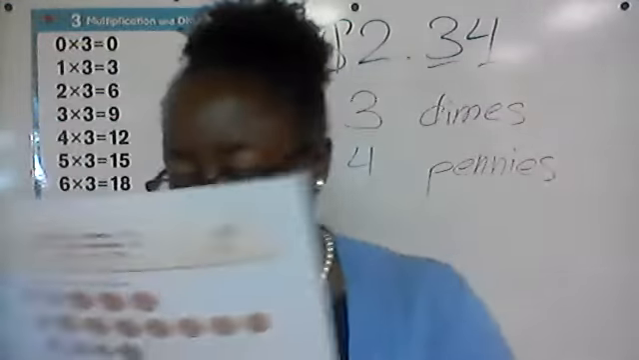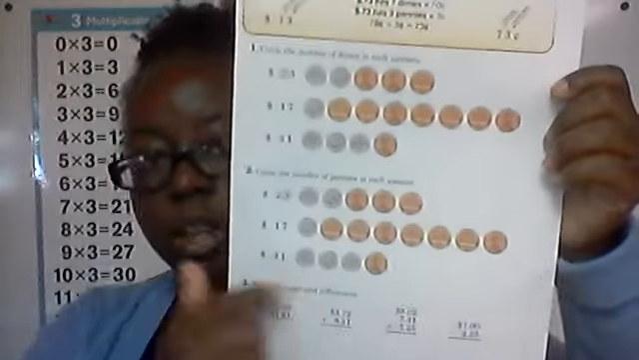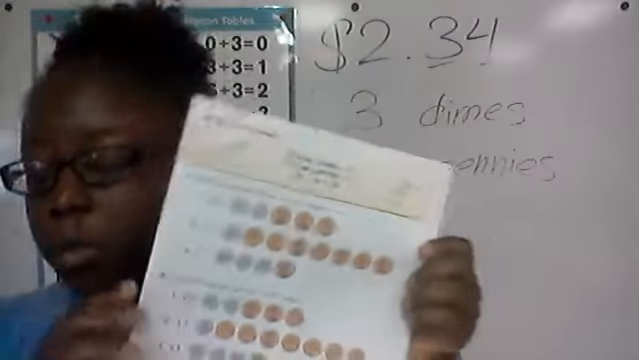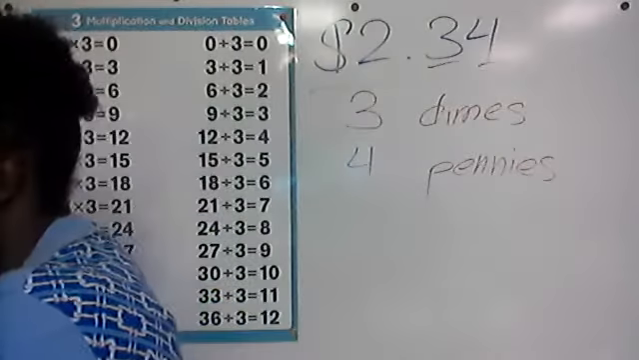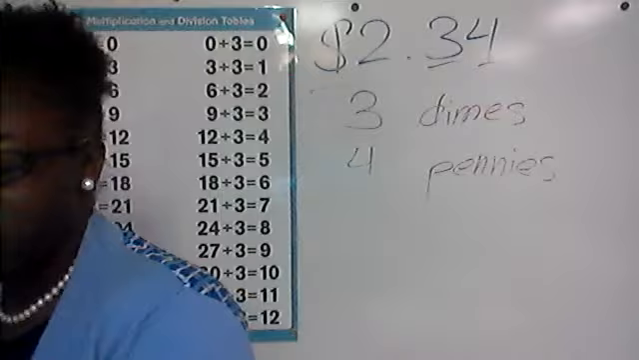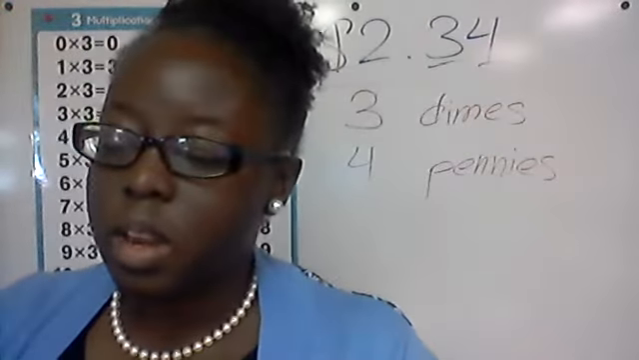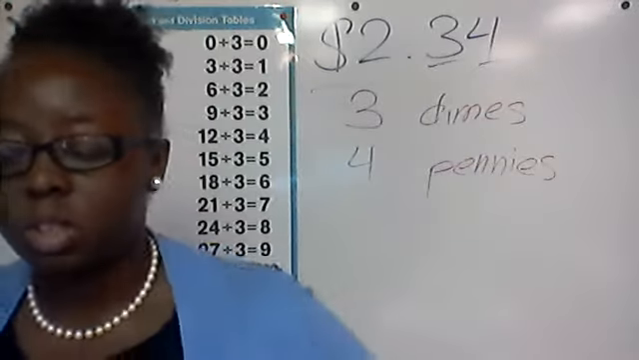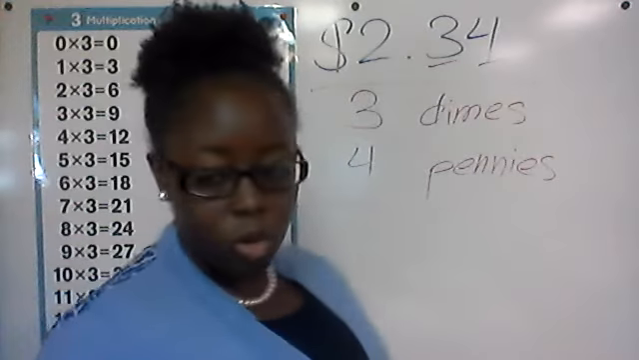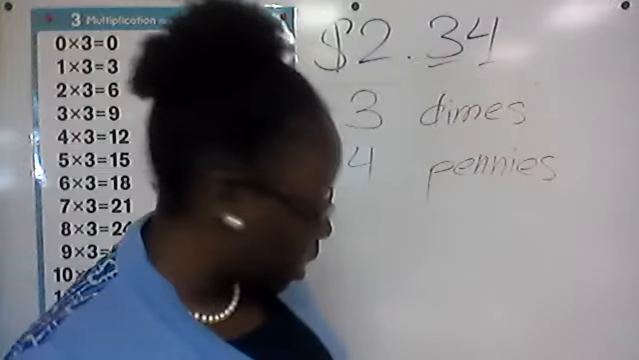Page number 318 should look just like this, with all the money on the back of it. Okay. Please put your name on the top so I know who it belongs to, or so Mrs. Banana knows who it belongs to. Okay. So the first section says, circle the number of dimes in each amount. All right. So let me go ahead and put that on the board.